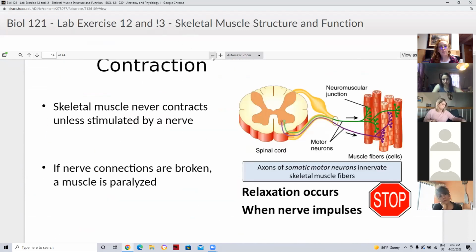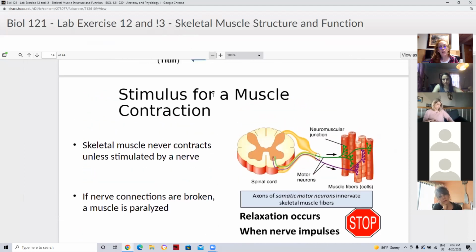So muscle never contracts using that sliding filament theory unless it's stimulated by a nerve. If nerve connections are broken, the muscle becomes paralyzed. So relaxation of the muscle is going to occur when the muscle impulses stop.